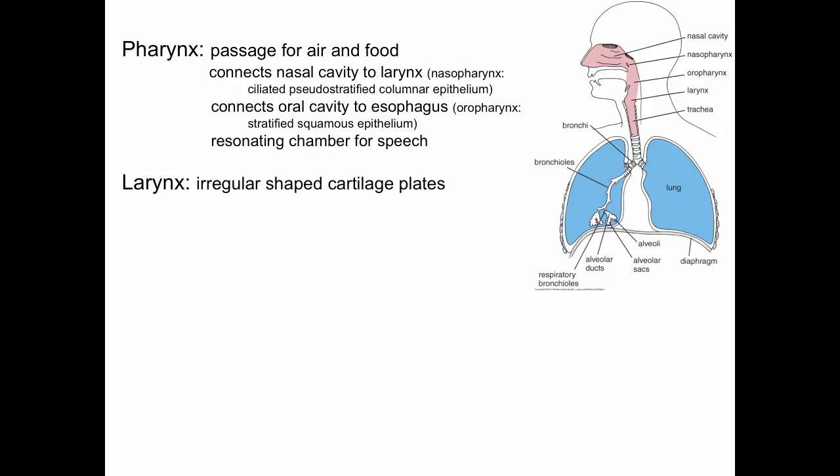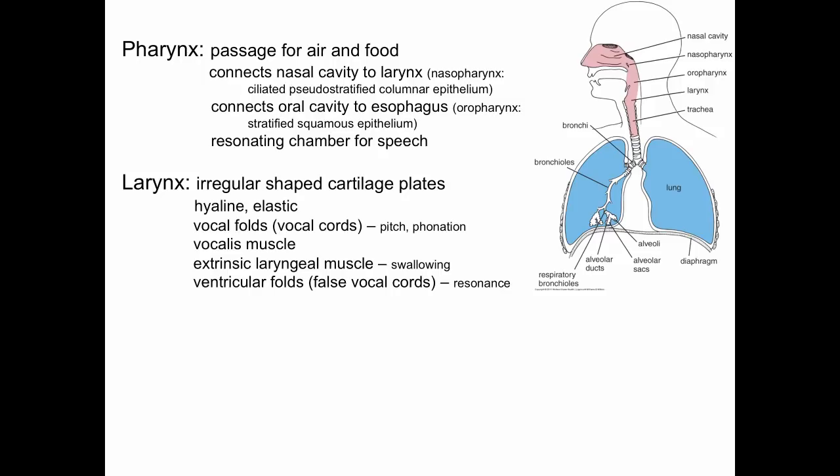The larynx has irregularly shaped cartilage plates. You should remember that from your anatomy. And these cartilage plates consist of hyaline cartilage primarily, but there are regions of elastic cartilage in the larynx as well. There are clearly the vocal cords or vocal folds, which function for pitch and phonation as we speak. There's the vocalis muscle, which is important in speech. There's the intrinsic laryngeal muscle, which is important for swallowing, and these two muscles are skeletal muscle. And then there are structures called the ventricular folds or false vocal cords. These are very important for resonance for speech production.